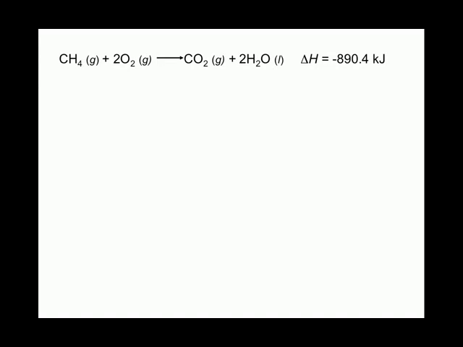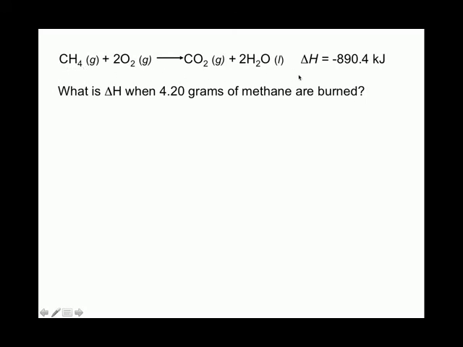So here's my equation again with my delta H value. What is delta H? What is the change in enthalpy when 4.20 grams of methane are burned? Now remember that what we have now is a conversion factor between the heat produced and the number of moles of the substance in the equation. So it tells us that 1 mole of methane, because it's just a 1 here, is connected to 890.4 kilojoules produced. So our question involves grams of methane. So what we're going to do is convert grams to moles and then get our answer in kilojoules.